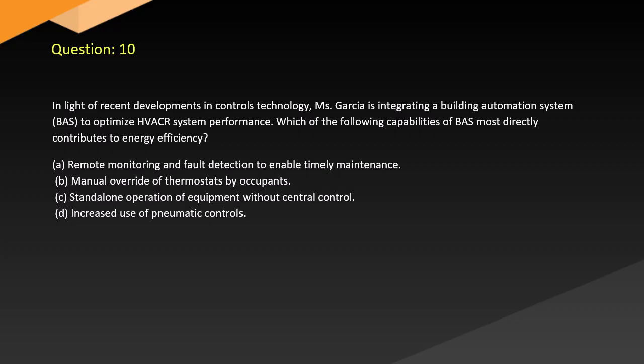Question 10. In light of recent developments in controls technology, HRConquer is integrating a building automation system, BAS, to optimize HVACR system performance. Which of the following capabilities of BAS most directly contributes to energy efficiency? A. Remote monitoring and fault detection to enable timely maintenance. B. Manual override of thermostats by occupants. C. Standalone operation of equipment without central control. D. Increased use of pneumatic controls.